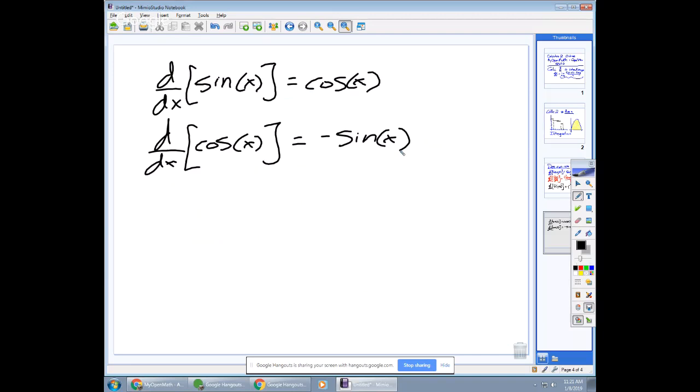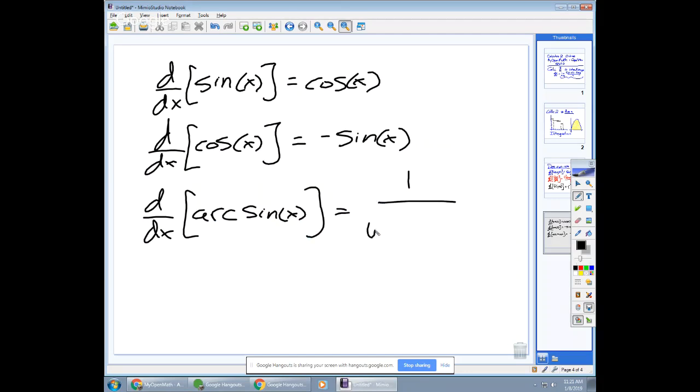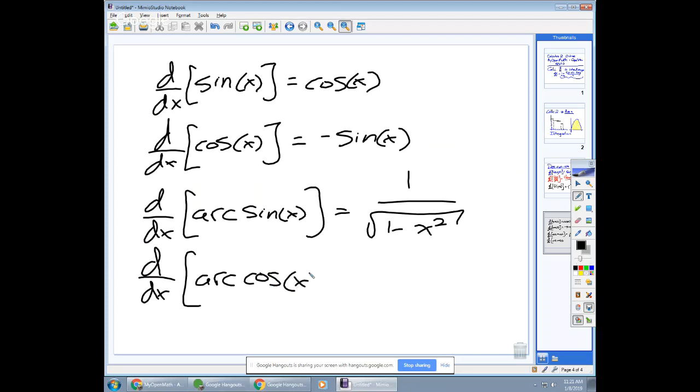Let's see, somebody had mentioned arc functions. Derivative with respect to x of the arc sine, does anybody recall? 1 over the square root of 1 minus x squared. Yeah, that is correct. And how is the arc cosine related to this? It's just the opposite of it, negative. Okay, so that was a useful one.